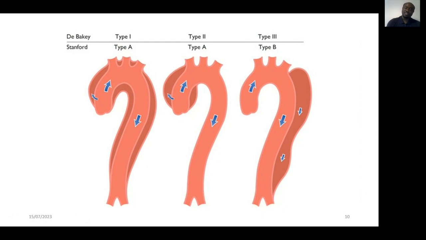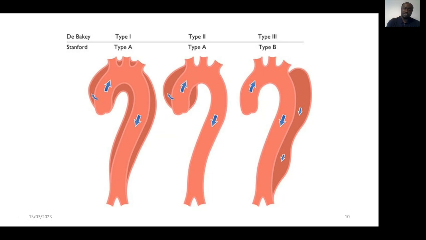There is another classification called non-A, non-B. When you have an entry tear somewhere around here, and the hematoma is retrograde to the ascending, sometimes it's difficult to tell where it starts from, because the entry tear may not be very clear on the CT scans or imaging you've done. What it means is that you cannot manage it like a typical type A, and you cannot manage it like a typical type B. So you could have non-A, non-B.